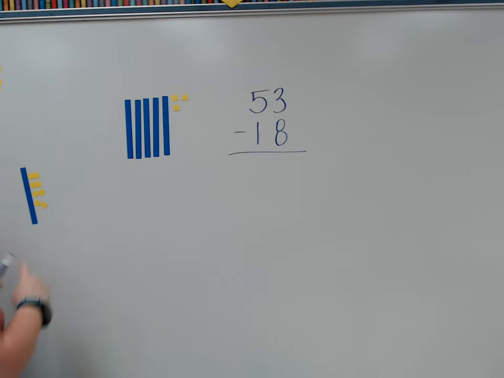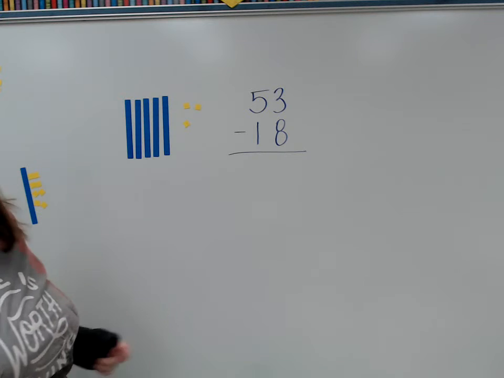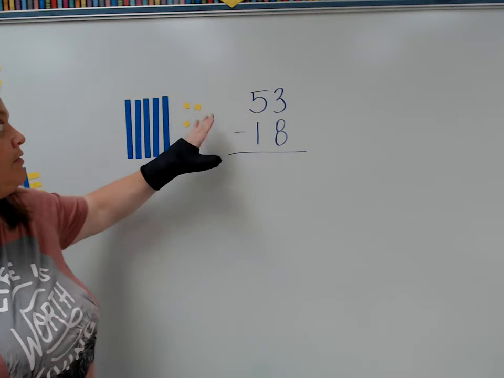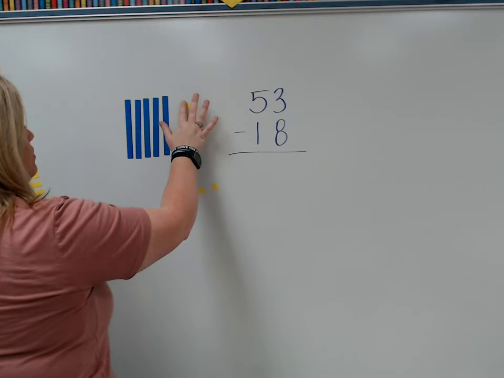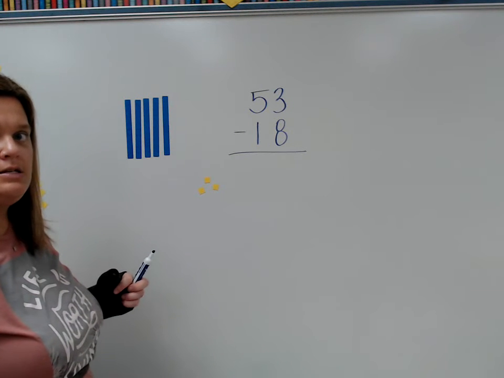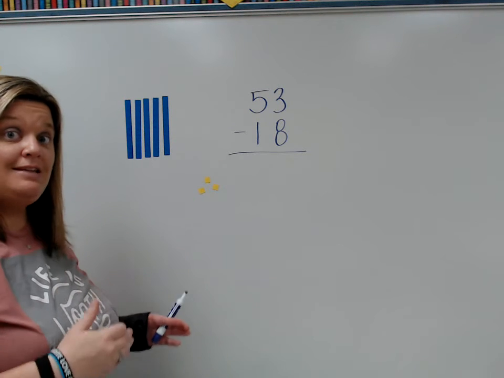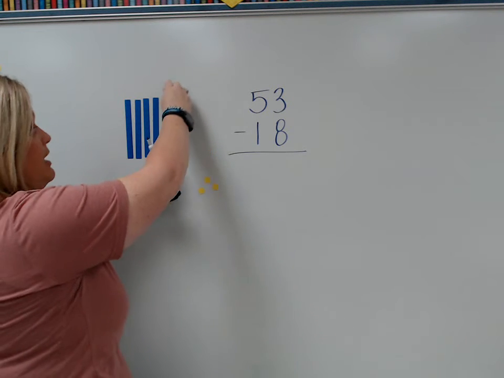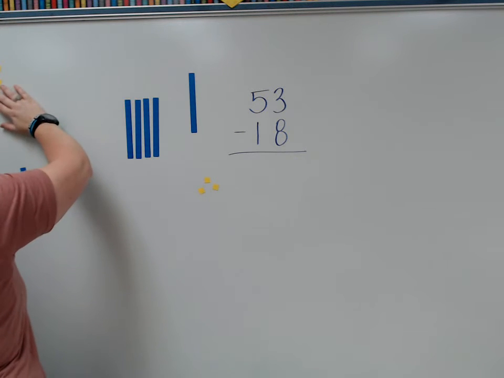So we have 53 up here. I'm taking away 18. So we're going to work with our ones first. 3, and I have to take away 8. 1, 2, 3. I don't have enough ones for 8. So I go and borrow from the tens place. So what happens is I'm going to take one of these 10s right here and move it to the ones place.